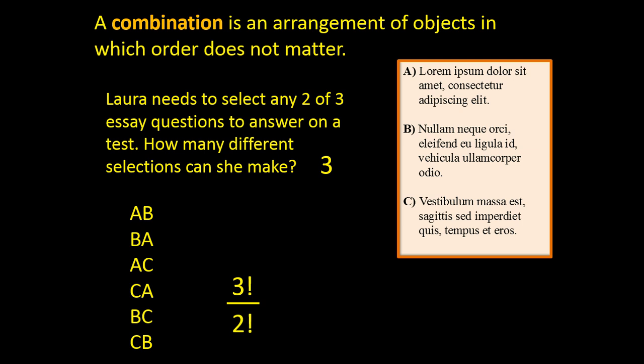Well, in this case, since there's 2 questions that we're choosing, there's 2 factorial orderings of those 2 questions. 3 factorial divided by 2 factorial is 3 times 2 times 1 over 2 times 1, and that simplifies to 3.